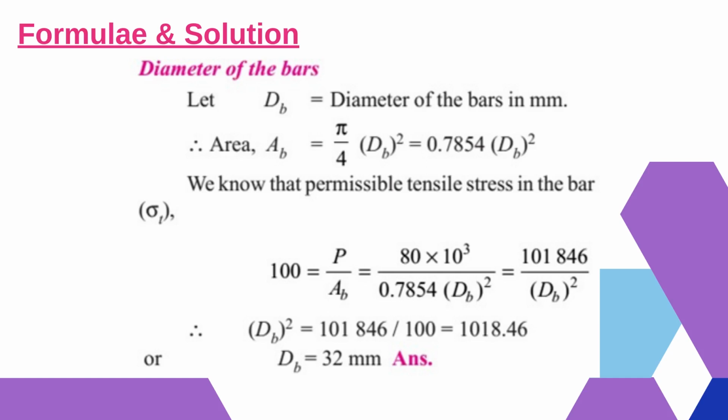But we know the fundamental equation for stress: sigma is equal to force by area, or sigma is equal to P by A suffix B. Here sigma suffix T on substitution is 100, equal to force P divided by the area of the bar. On substitution we get the relation d suffix b square equal to 1018.46, and on simplification we get the diameter of the bar equal to 32 mm. So this is the required first unknown.